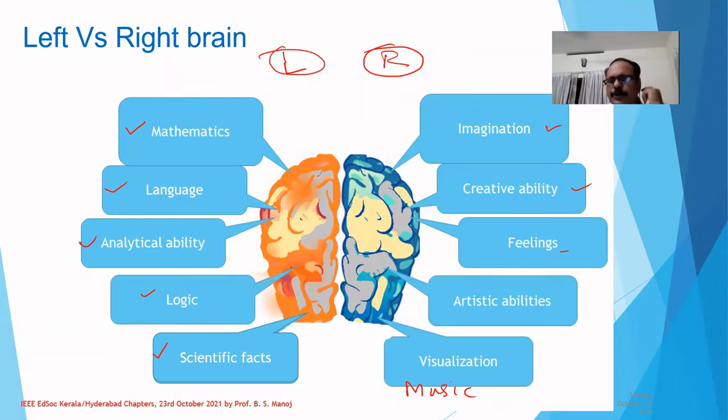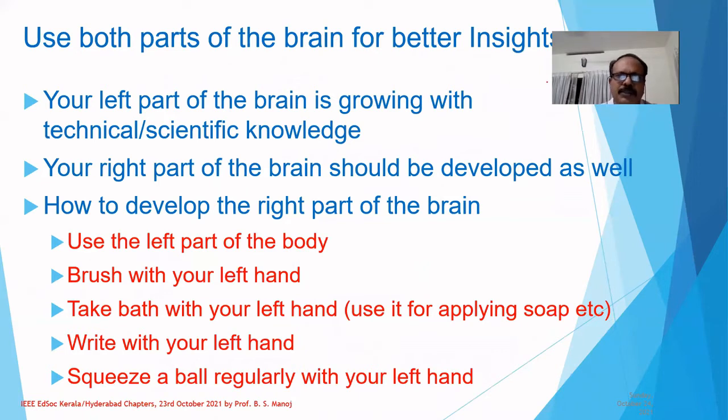So how to use your right side brain more often can help your left side brain do insightful research. One of the possible ways to use the right and left brain for better insights is this: the right part of the brain usually controls your left side of the body, so you can use the left side of the body to improve the right part of the brain. That means if you have a dominant right hand, you use your left hand.